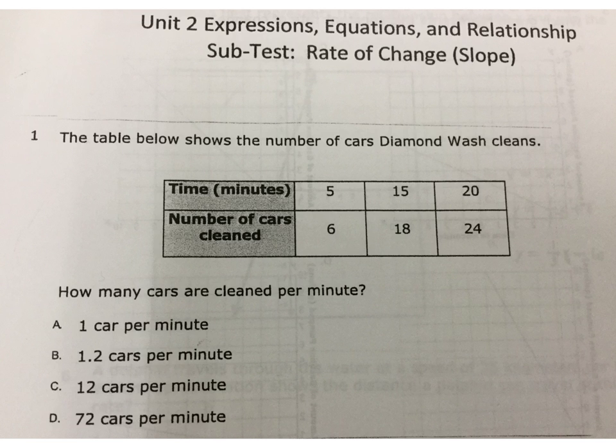A. 1 car per minute. B. 1.2 cars per minute. C. 12 cars per minute. D. 72 cars per minute. Go ahead and press pause so that you can work out your problem. Again, how many cars are cleaned per minute?